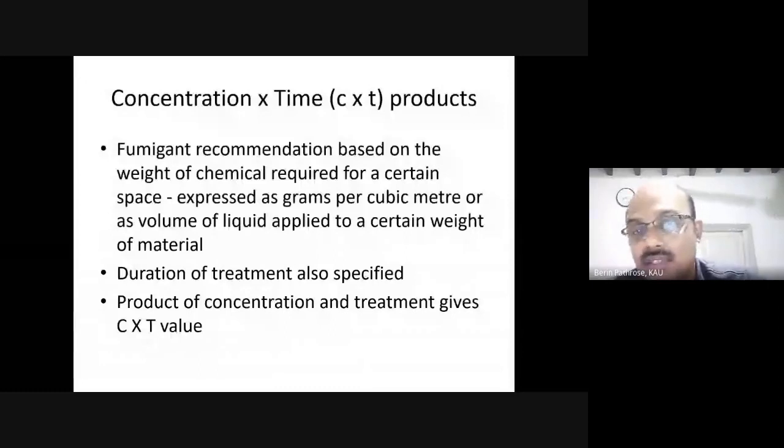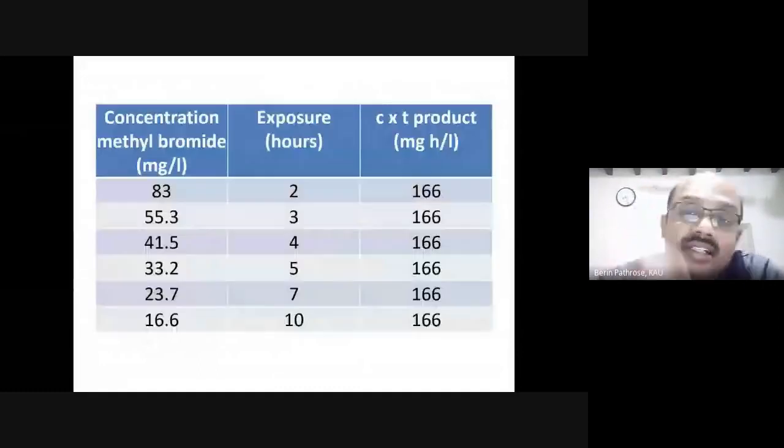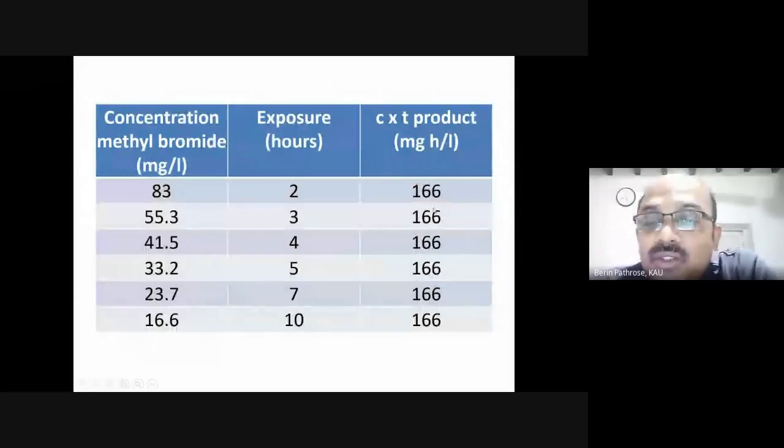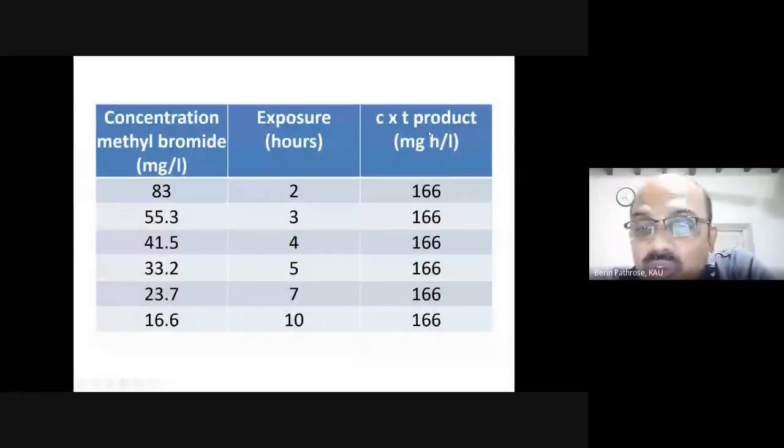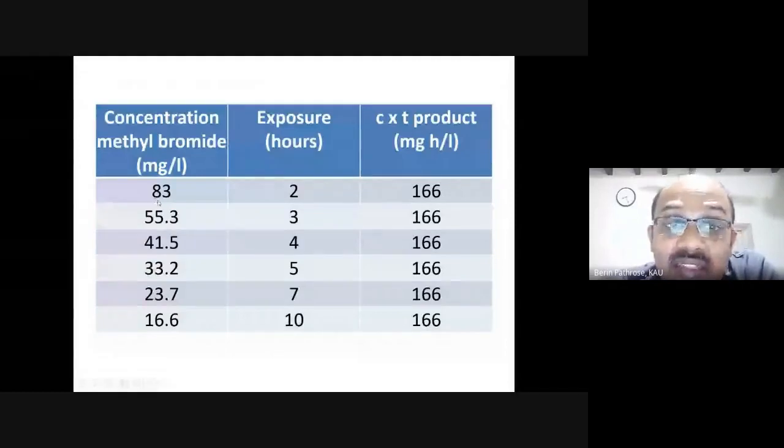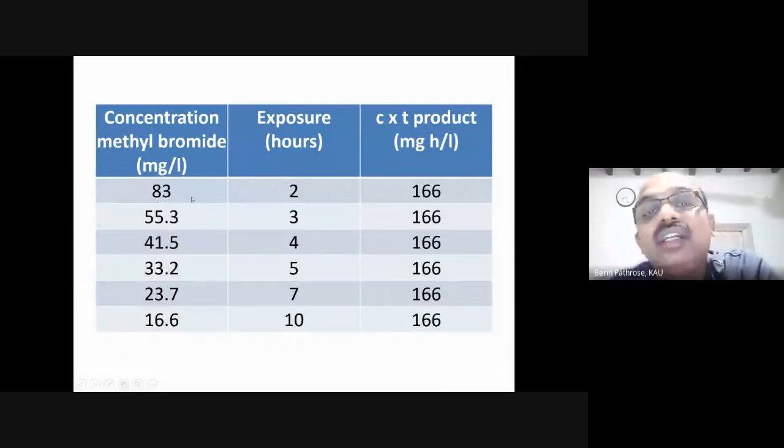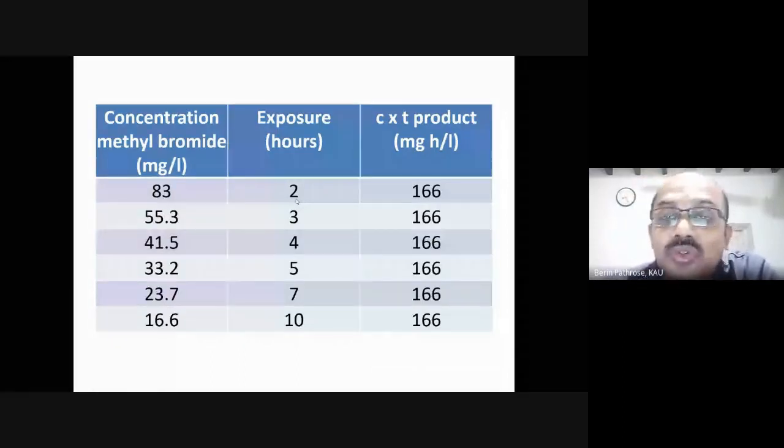I will explain it with a table. Here, see the CT value, C into T product. The CT value for methyl bromide is constant. It is 166. It won't change. But see over here, we have the highest concentration of 83 milligram per liter. At this highest concentration of 83 milligram per liter, we need to expose the grain to methyl bromide for only 2 hours. It will cause mortality of the insect. 83 into 2 is 166.